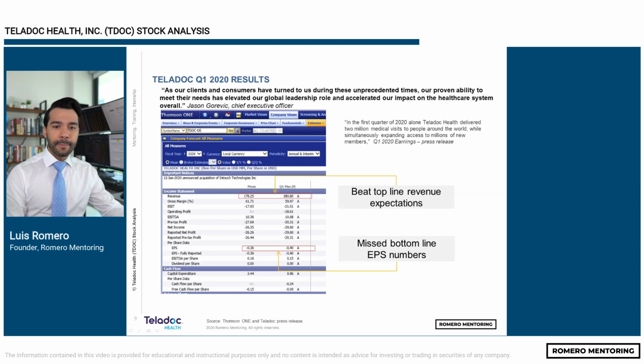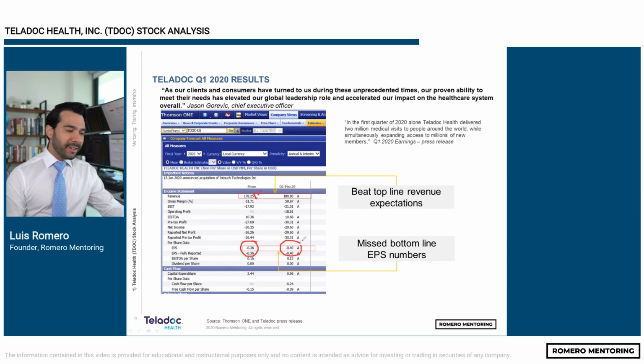So here's something very important to note on this slide from their first quarter performance. They obviously beat the top line, right? You can see that the street was expecting 178 million, but they reported 180 million. So definitely beat on the top line. On the bottom line, the loss from an earnings per share standpoint was a little bit higher than expected. The street was expecting minus 36 cents. They came in at minus 40 cents.